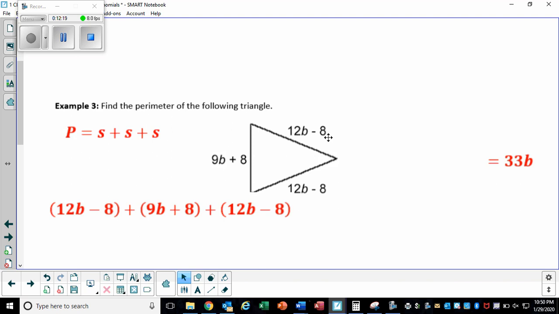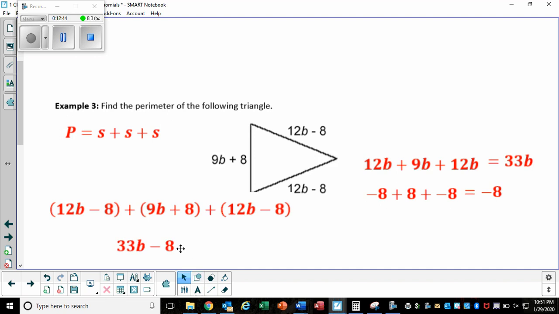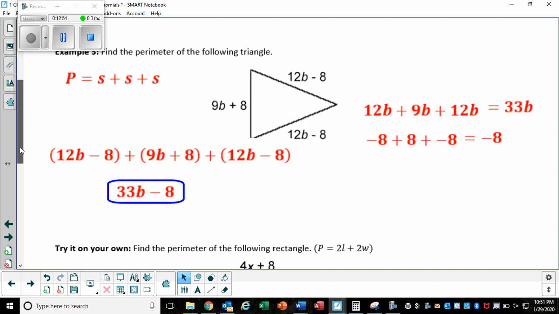Okay? So now I can go ahead and group my terms. So I've got a 12b, a 9b, and a positive 12b. Combine those, and I get 33b. And I've got a negative 8 plus 8 minus 8. That will give me negative 8. So I used all my terms, so now I just put it in standard form. So the b is going to go first. So I get 33b minus 8. And that is my final answer. I don't have an equal sign, so I can't solve for anything. I'm just simplifying. Okay? So it's a very, very short thing.